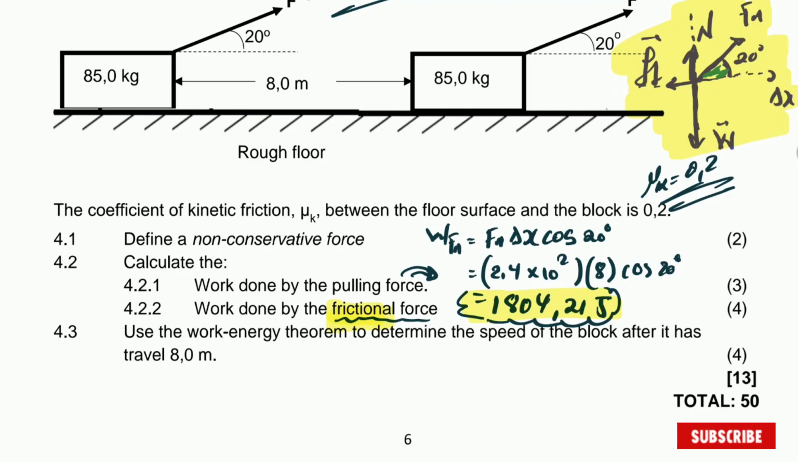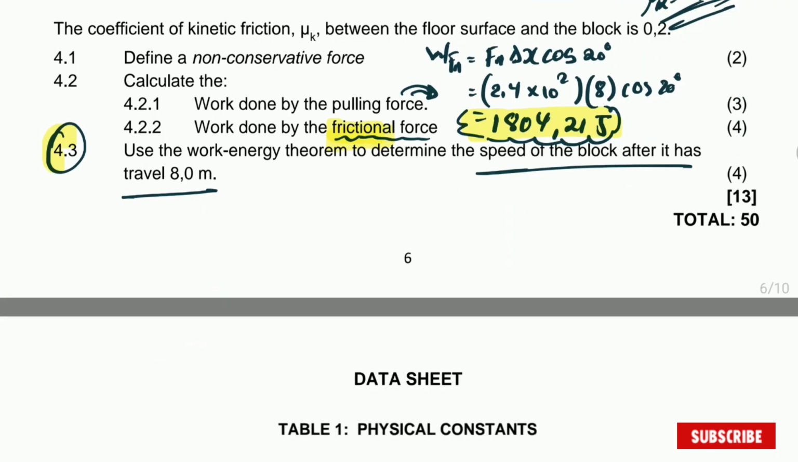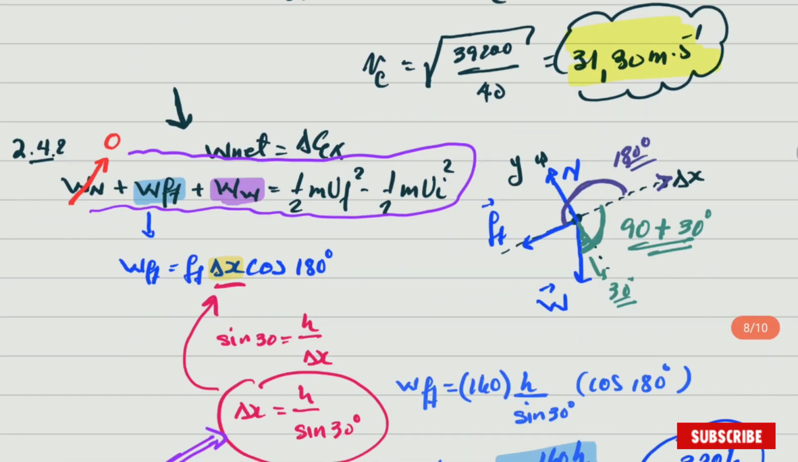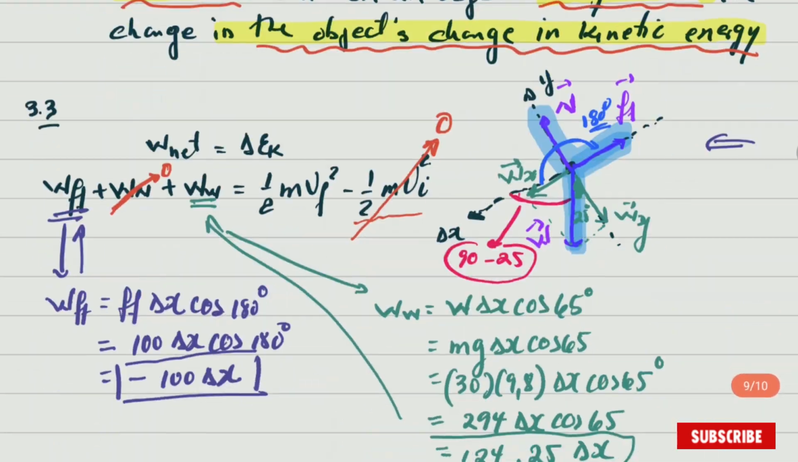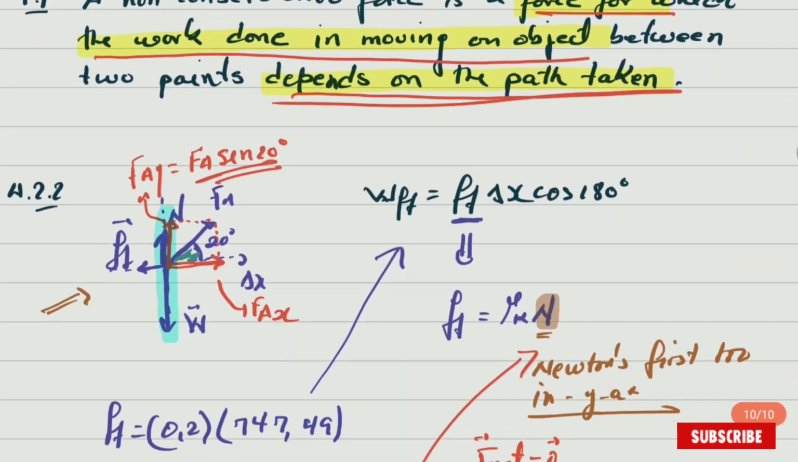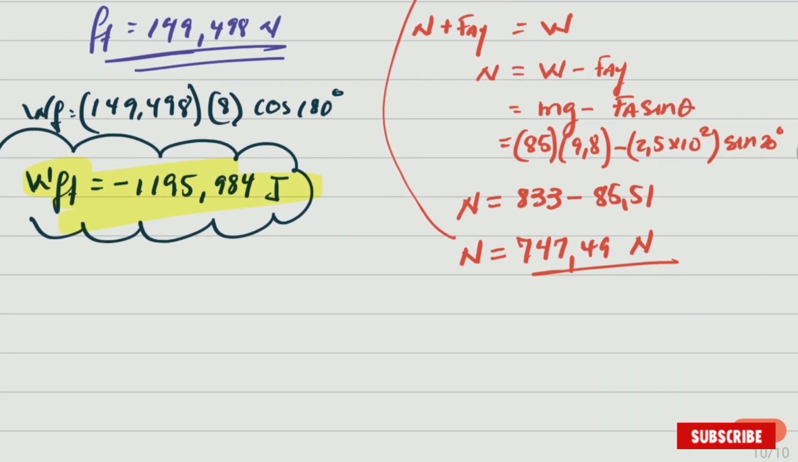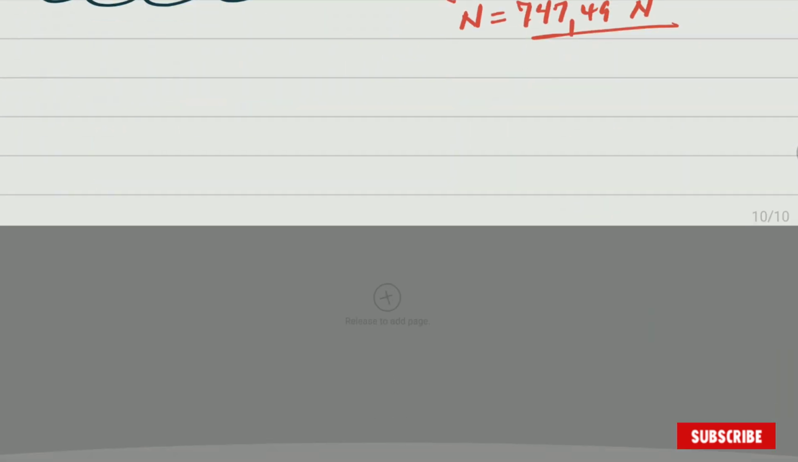So let's go to see the question. Here we are, and then we finish. Now we have to use the work-energy theorem to calculate the speed of the block after it has traveled the 8 meters. We have practiced the work-energy theorem many times. And then we're going to go to a new page to apply the work-energy theorem for this question. As you can see, we did it many times.